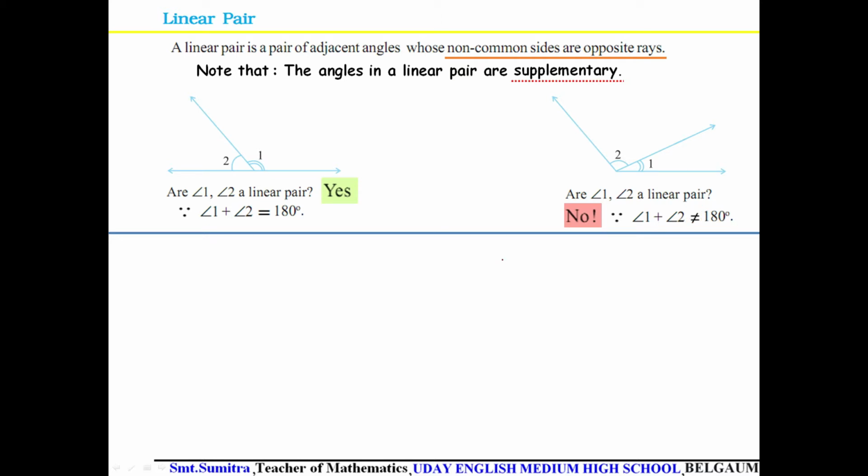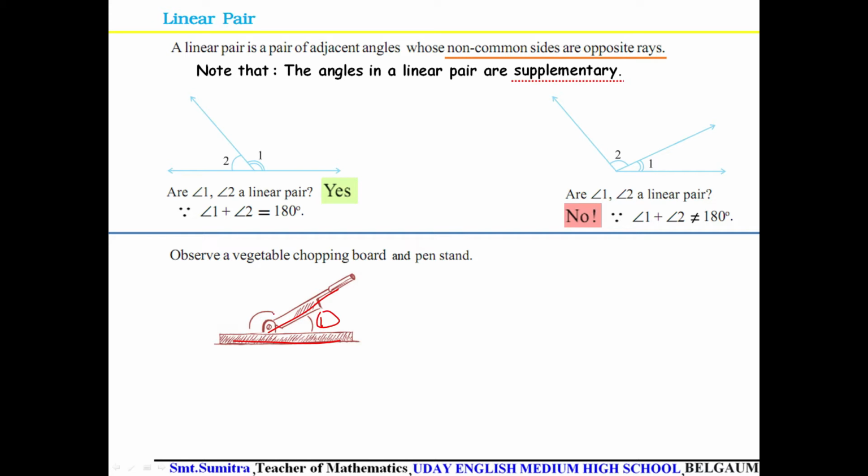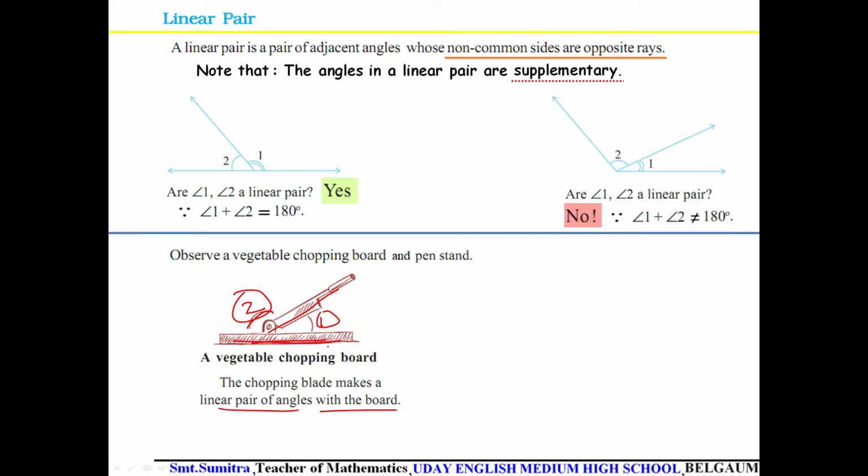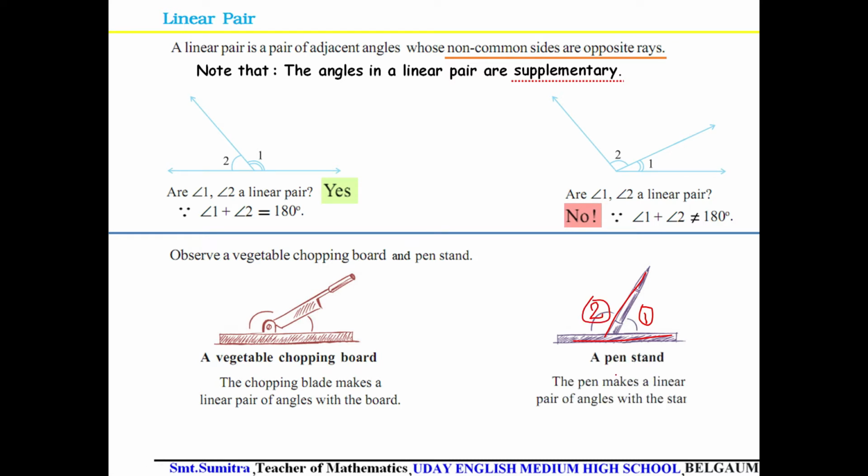Let us see a few more simple examples. Daily we come across these things: a vegetable chopping board and a pen stand. In this vegetable chopping board, we see angle 1 and angle 2. No doubt this vegetable chopping board makes a linear pair of angles with the board. Another example, a pen stand. Here also we see angle 1 and angle 2. The pen stand makes a linear pair of angles.